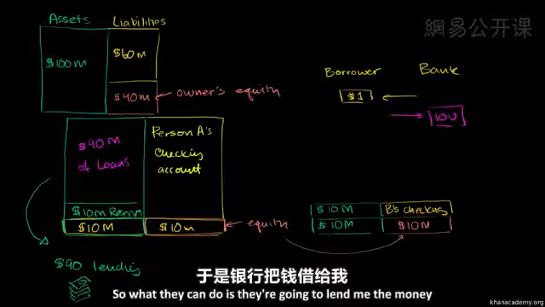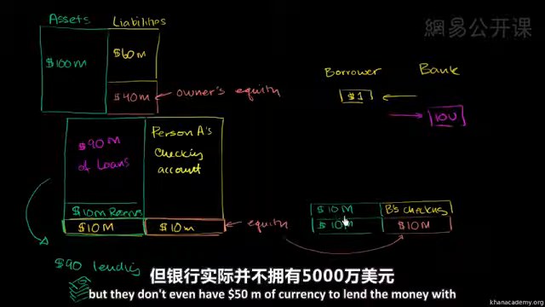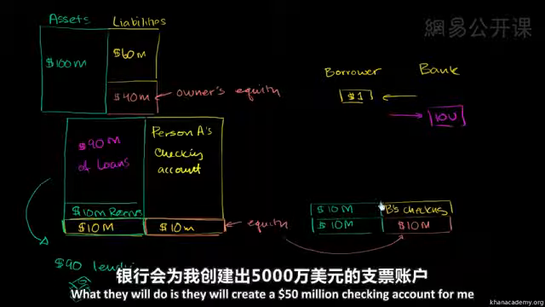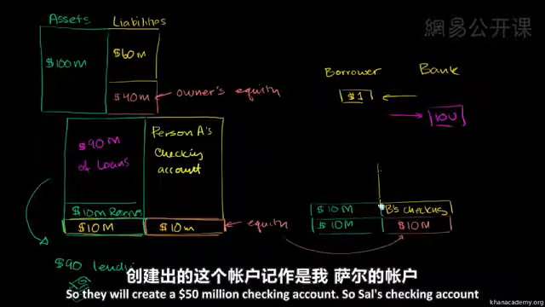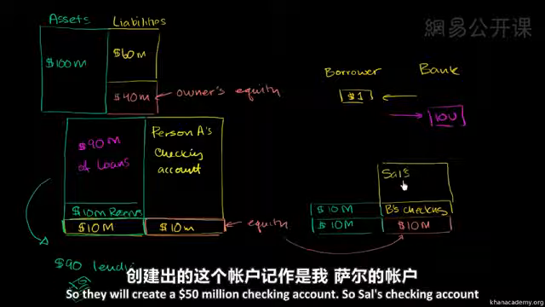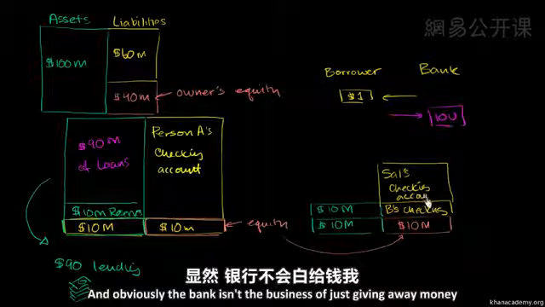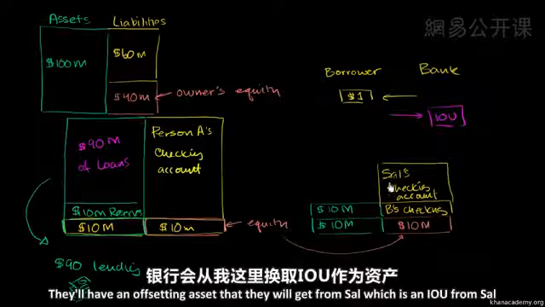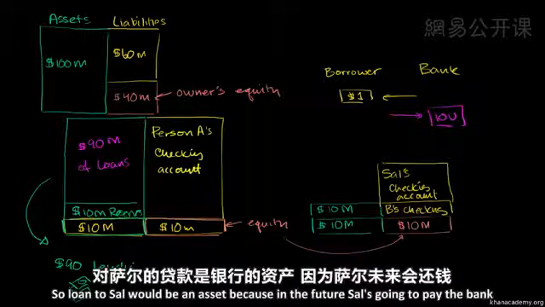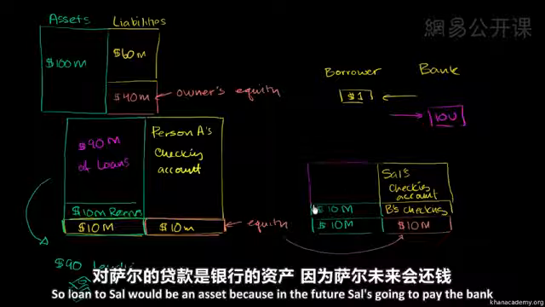So they're going to lend me the money, but they don't even have $50 million of currency to lend the money with. What they will do is create a $50 million checking account for me. So Sal's checking account, and obviously the bank isn't in the business of just giving away money. What they will do is have an offsetting asset that they will get from Sal, which is an IOU from Sal. So let me write it this way. A loan to Sal would be an asset, because in the future Sal's going to pay the bank.